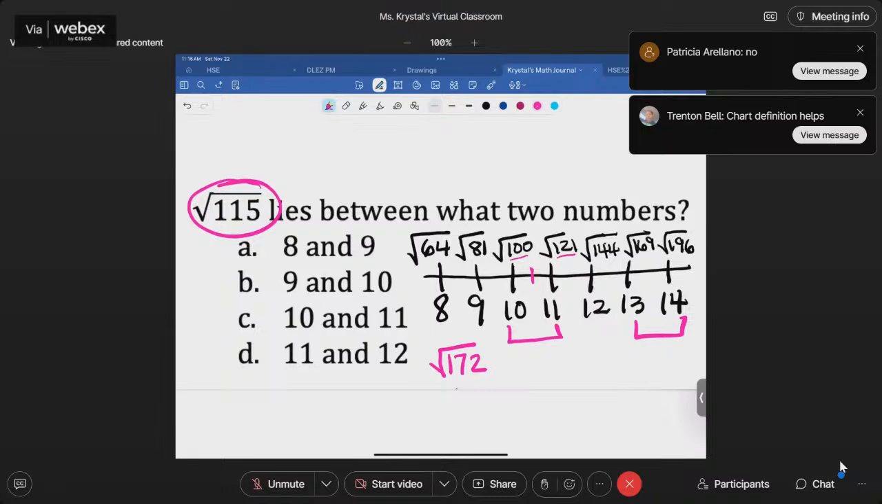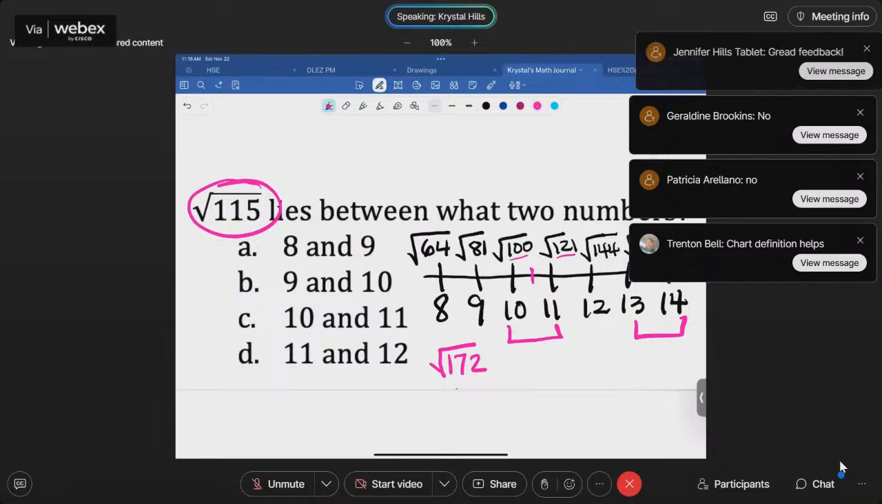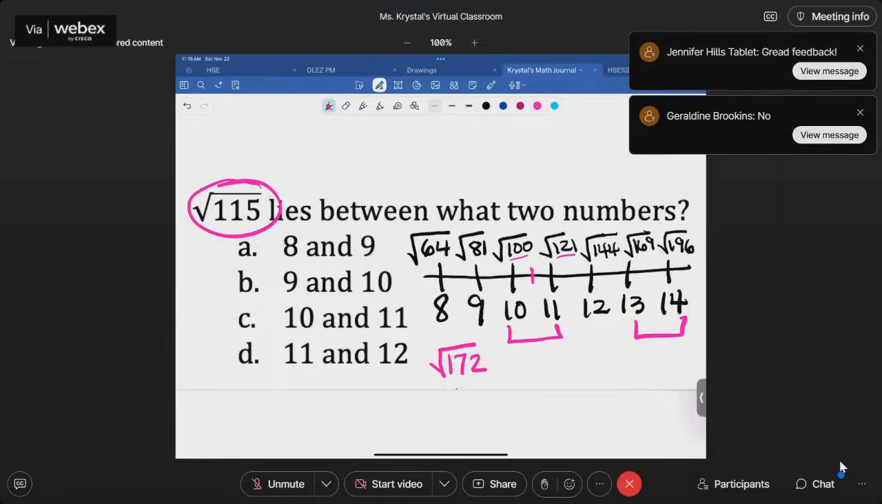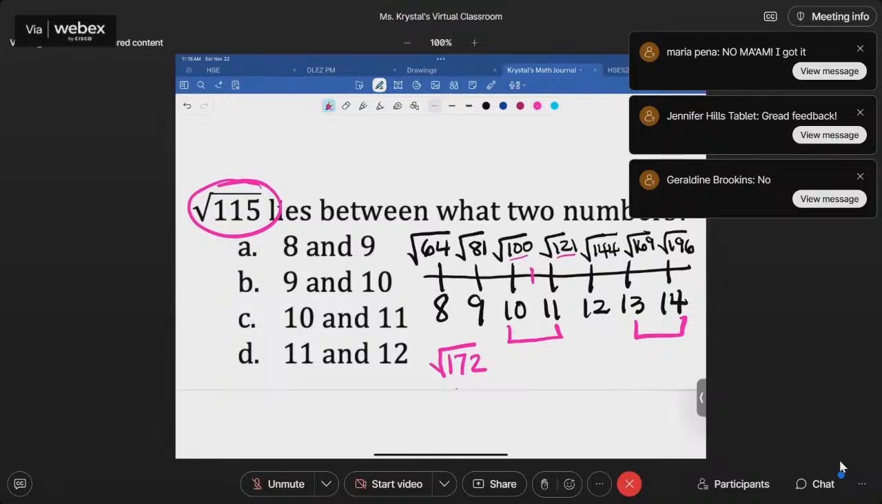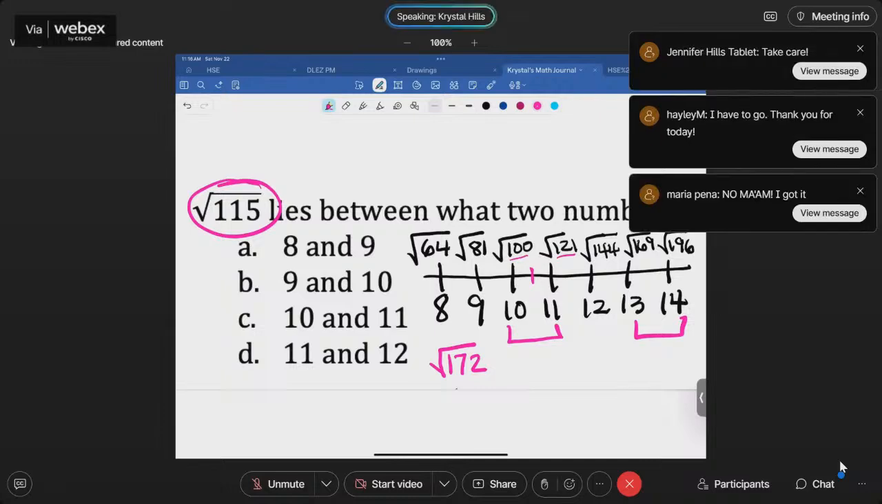Thank you, Trenton. I'm glad that you are a visual learner and the chart helped. Thank you, Trenton. All right. We love you, Haley. All right, let's go to our next.